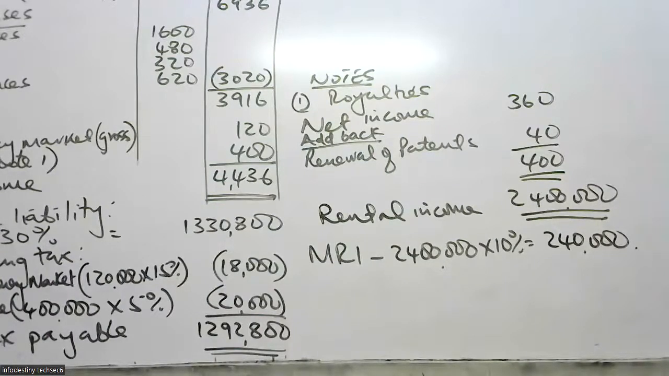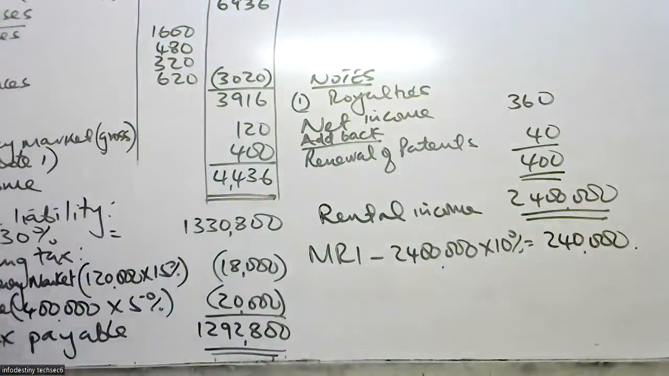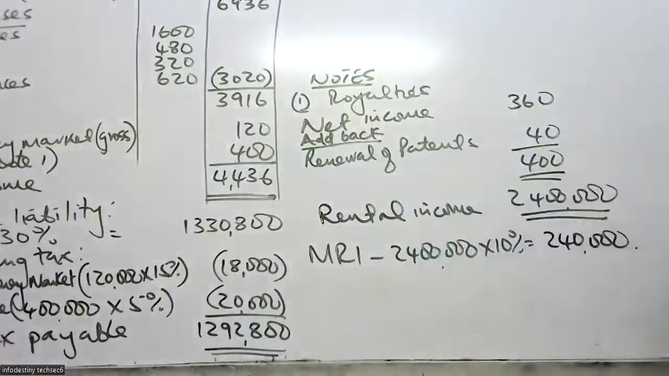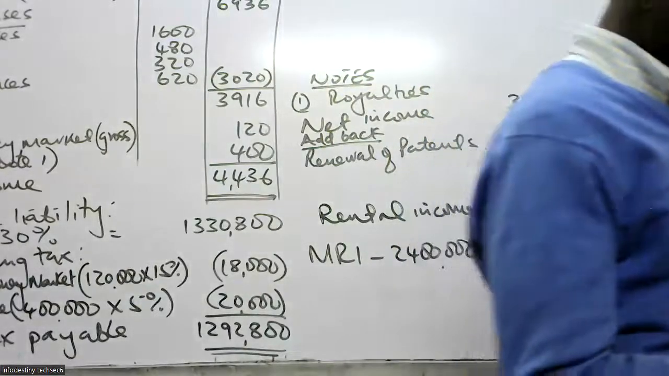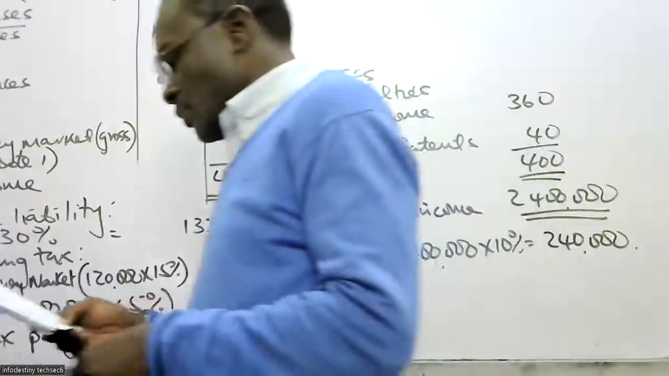Then you say the Finance Act 2020 introduced a tax of 1.5% on the income from services accrued or derived in Kenya through a digital marketplace.